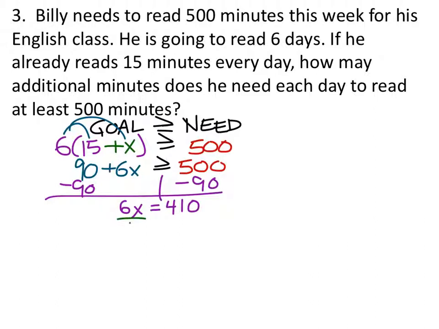Then we'll divide both sides by 6, and I forgot the inequality there. There we go. So the number of minutes x that he needs to read needs to be greater than or equal to 410 divided by 6. So that's in the calculator, right? 68.3 repeating. And that's in minutes.